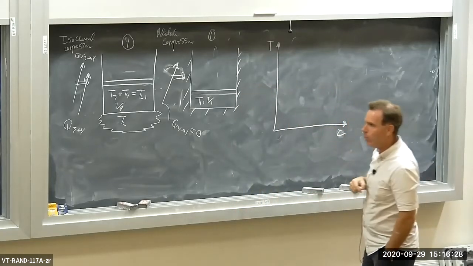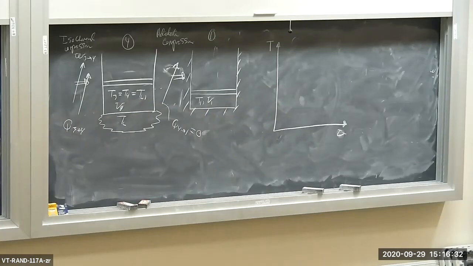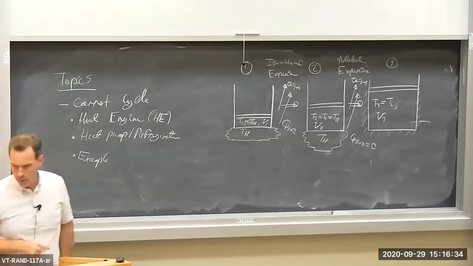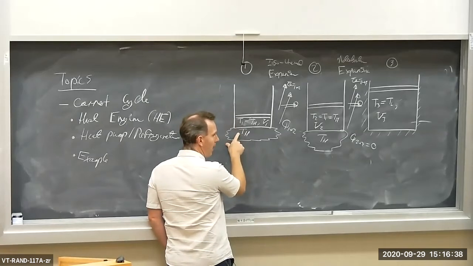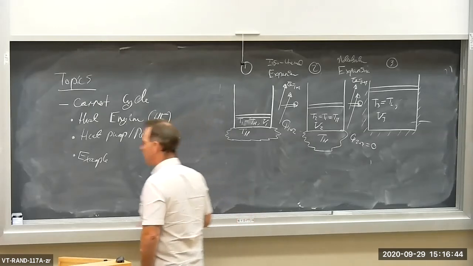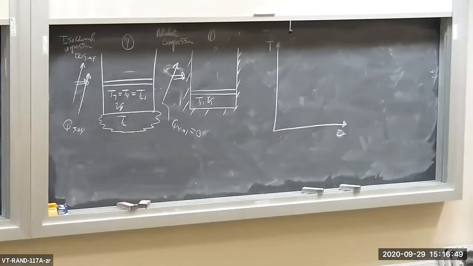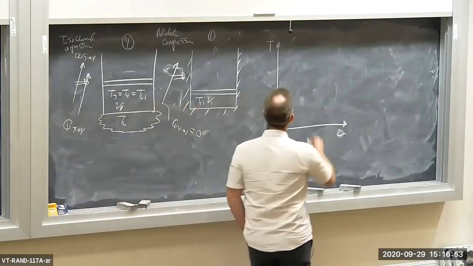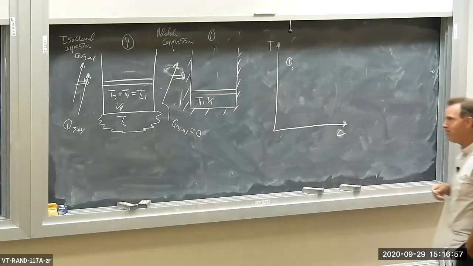So let's see, state 1. Let's go back and look at how we're going to start drawing this. At state 1, we're at a high or a maximum temperature, and we're at apparently the smallest volume. So state 1 is at the smallest volume and the highest temperature. So I'm going to put my state 1 right here on the TV diagram, okay?